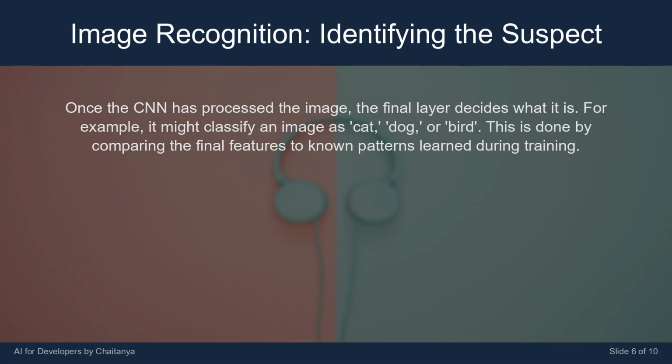Once the CNN has processed the image, the final layer decides what it is. For example, it might classify an image as cat, dog, or bird. This is done by comparing the final features to known patterns learned during training.